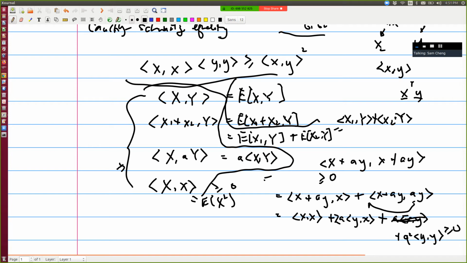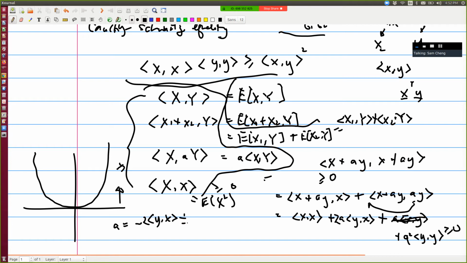I'm saying this guy must be bigger than or equal to 0, right? Now this is a quadratic equation in terms of a. So this is always bigger than or equal to 0. It means I have a quadratic equation always above zero. And if you remember from high school, the solution for a quadratic equation, a, will have some value like minus 2... Do you guys still remember? Okay, I remember.